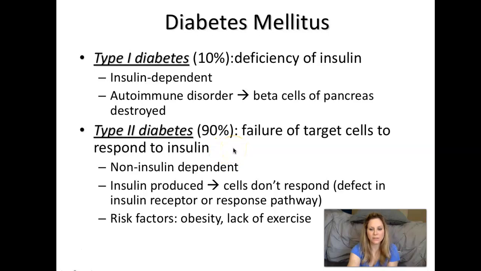So type 2 diabetes are the people that you hear about the most that just cannot get under control. 90% of people with diabetes are going to have this. Type 2 diabetes is mostly going to occur in the 40s or 50s. It's going to be a result of just a really, okay, there is a genetic component to it.